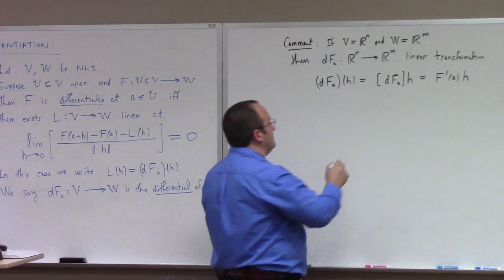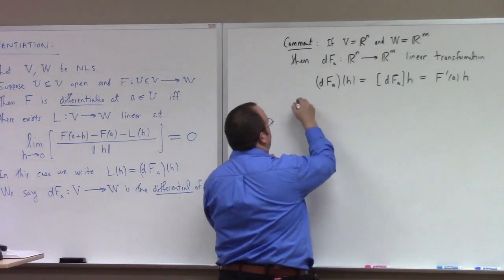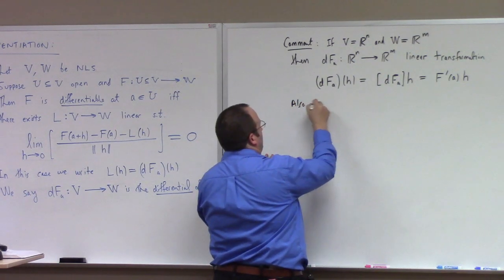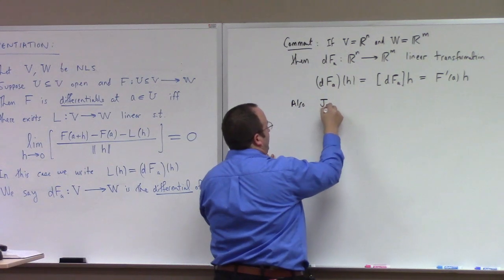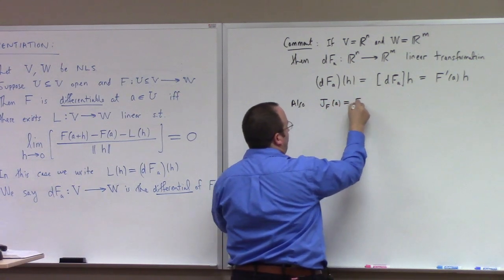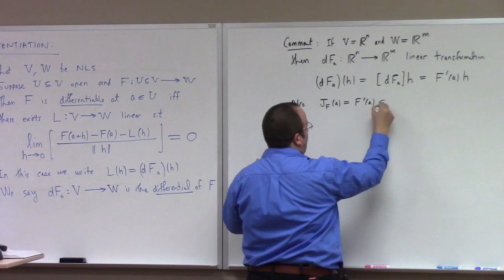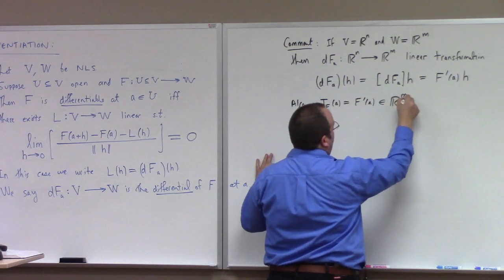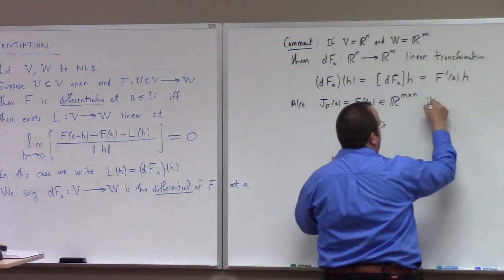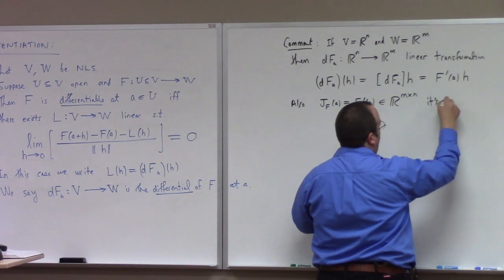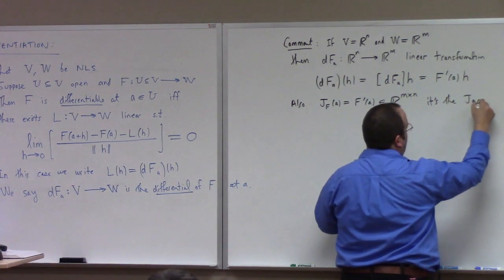And this has a name. Also popular, we sometimes write J sub f of A for f prime of A. That would be an element of R m by n. It's the what? Right, the Jacobian matrix.